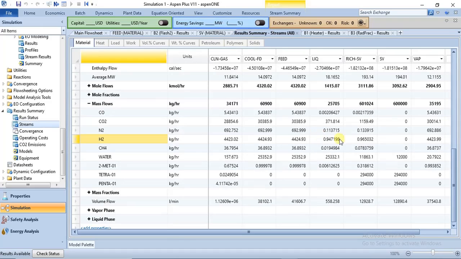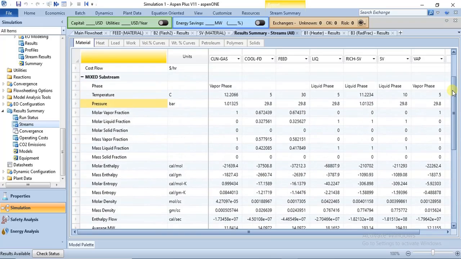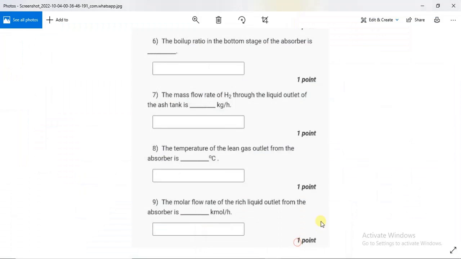So we are going back to the stream results summary, and then where do we have it? Okay, we have it here. This is it right here, right? So the temperature is 12.2066 degrees Celsius. That is the temperature of the vapor outlet of the absorber, right? Then what else do we have there?